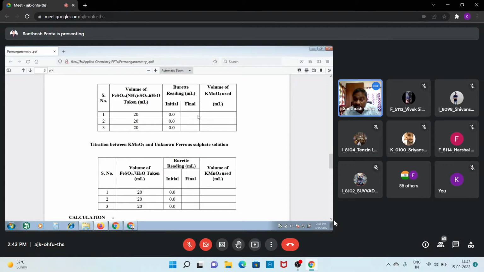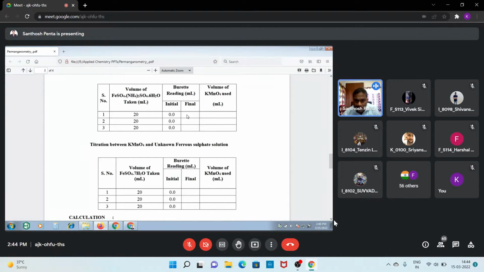Concordant reading means consecutive readings should be the same. For example, here 10.0, here 10.1, and again here 10.0. So the 1st and 3rd are the same readings, but they are not concordant because they are not consecutive readings. Always remember, the consecutive readings should be the same. That means the next immediate reading should be the same. Only then is it the concordant reading.